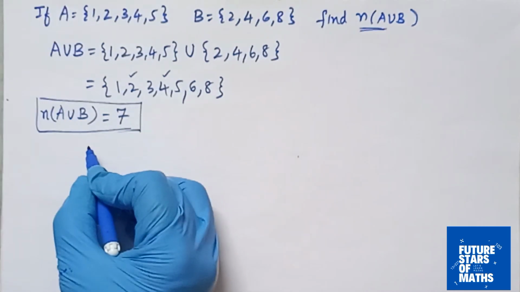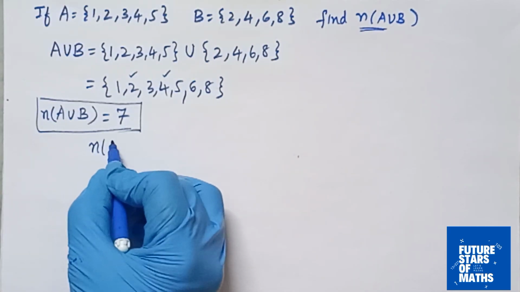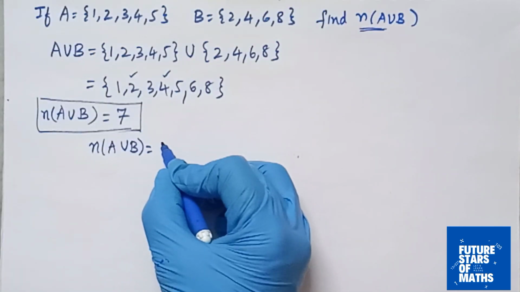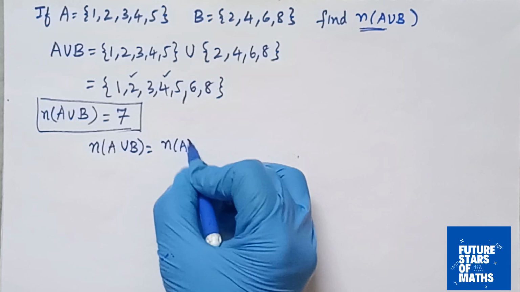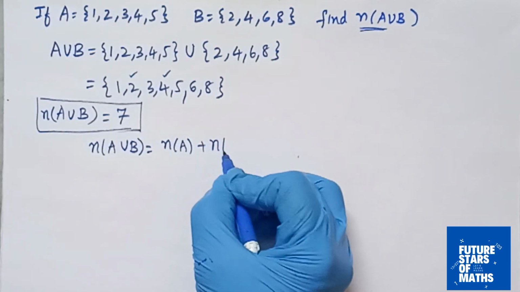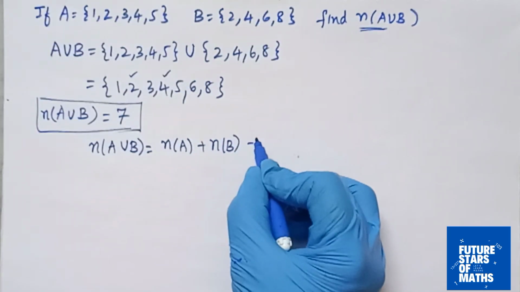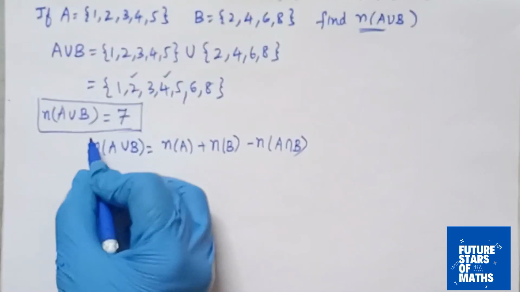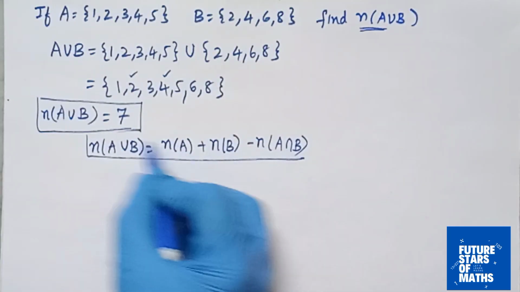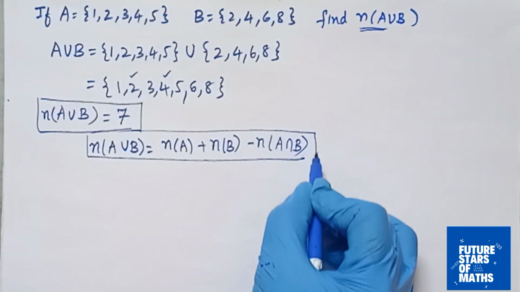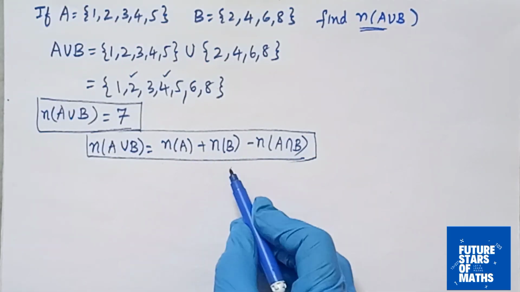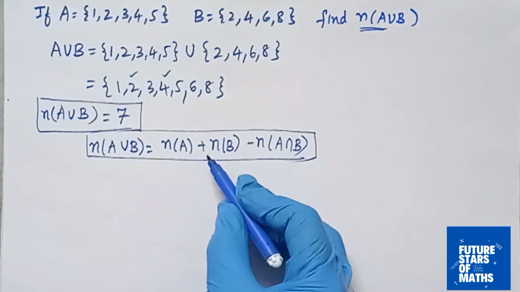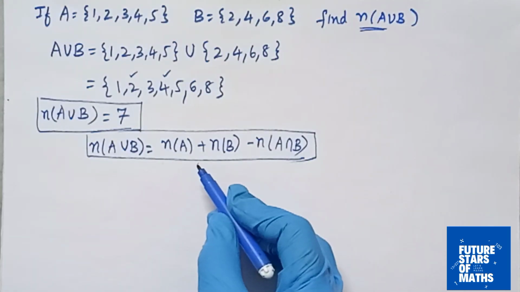So the important formula is n of A union B equal to n of A plus n of B minus n of A intersection B. Using this formula we can solve many problems. So this is a very important formula. You should learn this by heart, and then we can use this formula to solve a few sums.